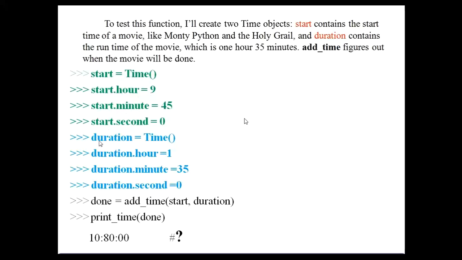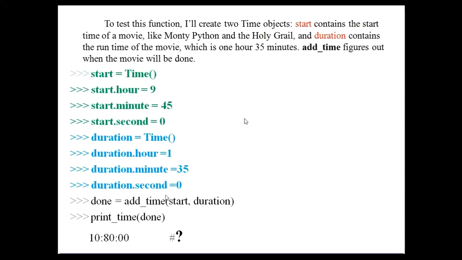Next we have created one more object with the name duration. These two objects belong to a class called Time. The duration object's attributes are initialized with the value 1 hour 35 minutes. That means the hour attribute will be initialized to 1, minute will be initialized to 35, and second will be 0. So here we are calling add time.